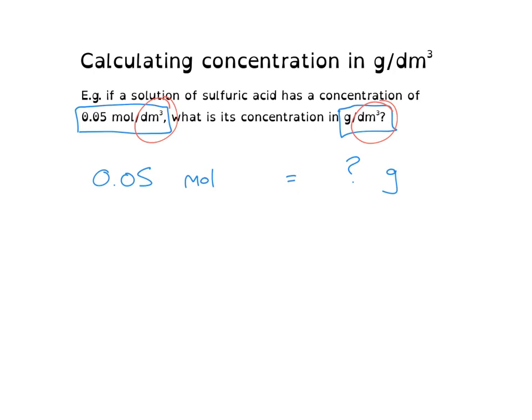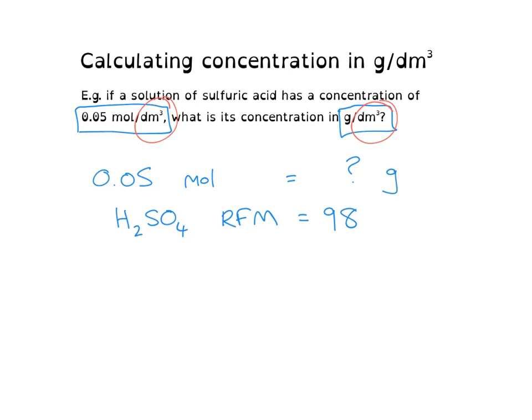The question is just saying how many grams are there in 0.05 moles of sulfuric acid. So sulfuric acid is H2SO4. I'd work out my RFM: 2 lots of 1 plus 32 plus 4 lots of 16. That would give me 98 as my RFM of sulfuric acid.